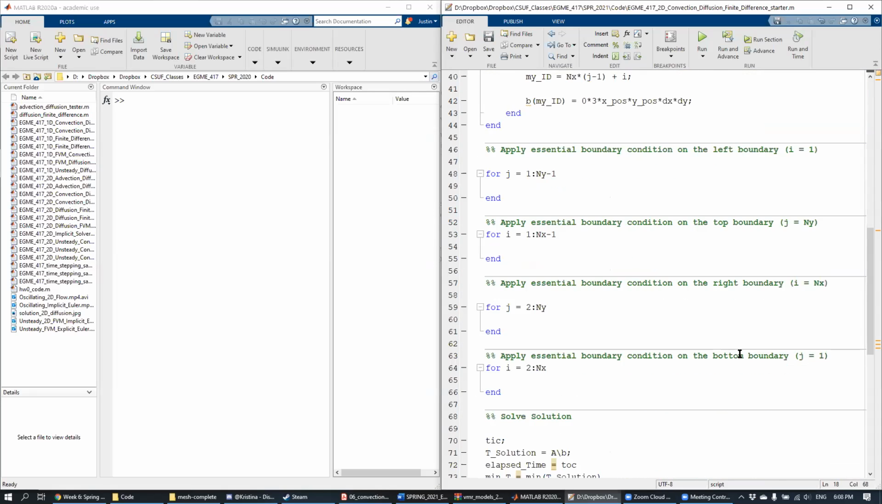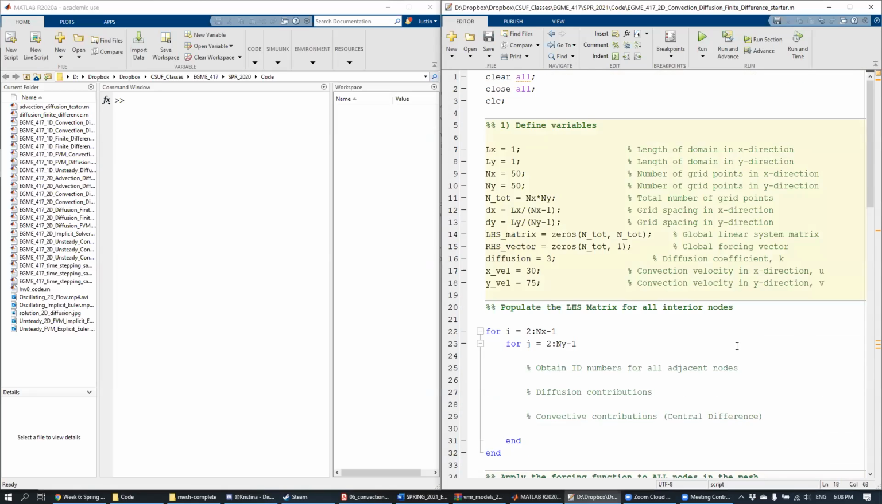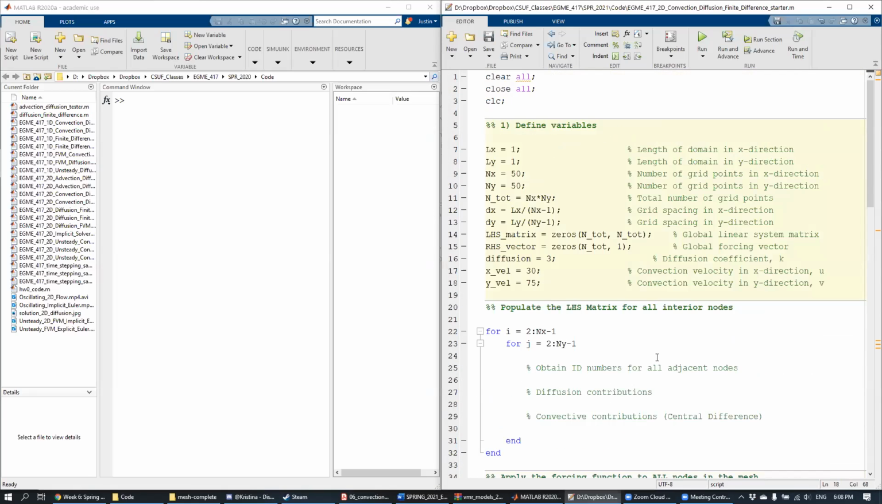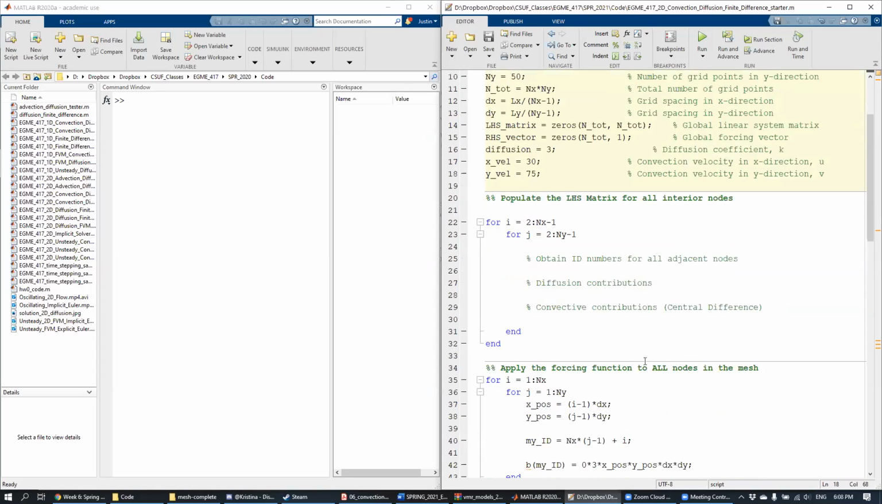You can see here, I've already populated a lot of this code for you. The main thing is we're going to need to fill in what's inside these loops, because we already talked about these loops last time, so I don't want to repeat that information. I just want to focus on what's new for the convection code. Before we start launching into this section over here, are there any questions that I can answer?